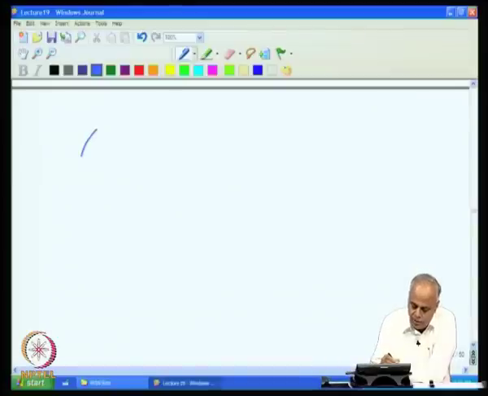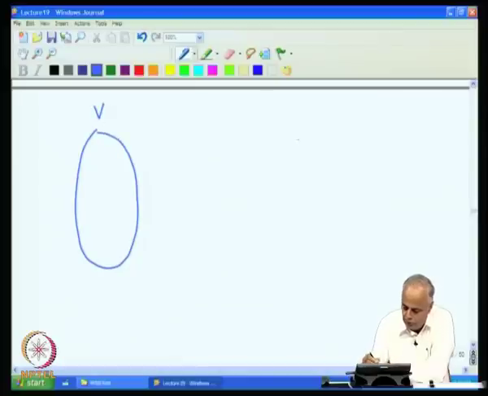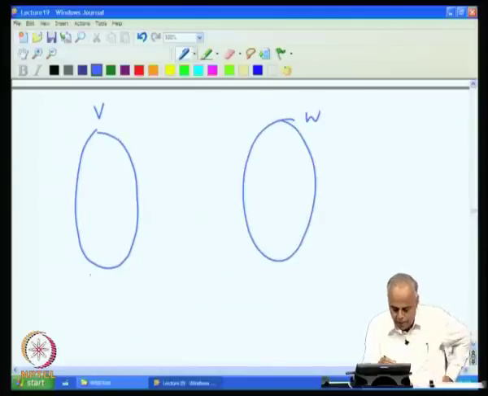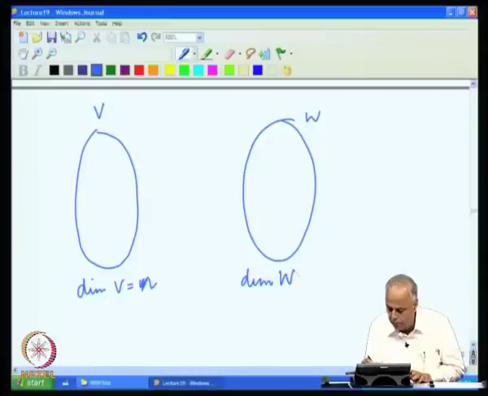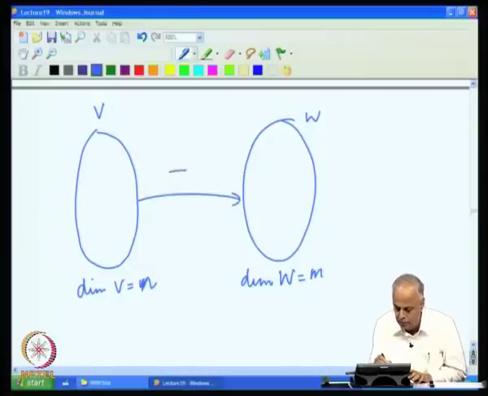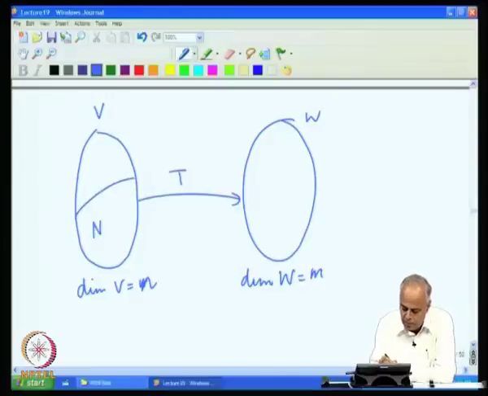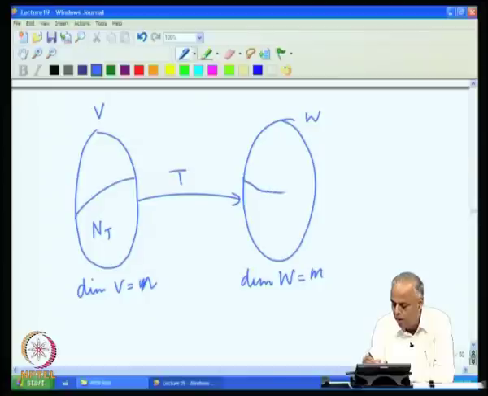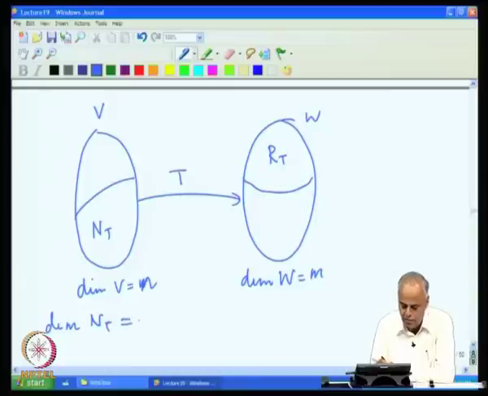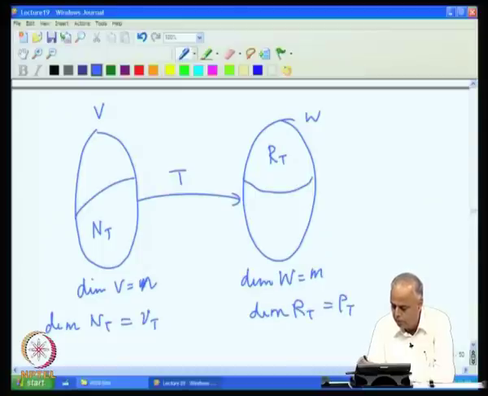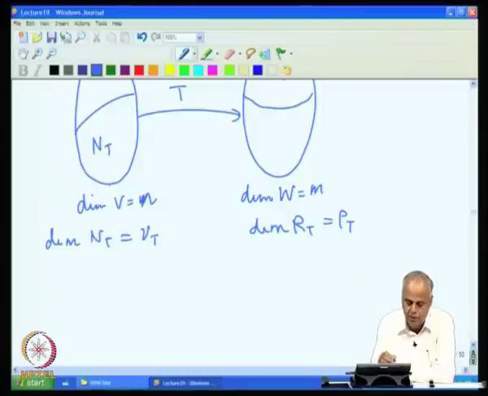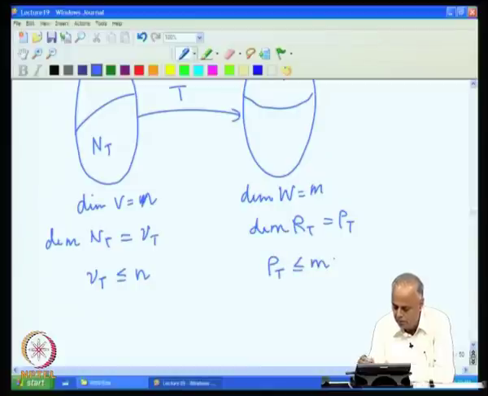Now, what we have so far is, here is the vector space V, here is the vector space W, and the dimension of V is equal to n, say, dimension of W equal to m, say, and there is a linear transformation T, and then a part of this is what is known as the null space of T, and a part of this is what is known as the range of T, and the dimension of N of T is what is known as nu of T, and the dimension of R of T is what is known as rho of T, and since null space of T is a part of V, we have nu T is less than or equal to n. Similarly, we have rho T is less than or equal to m.